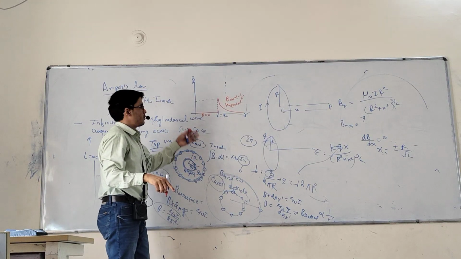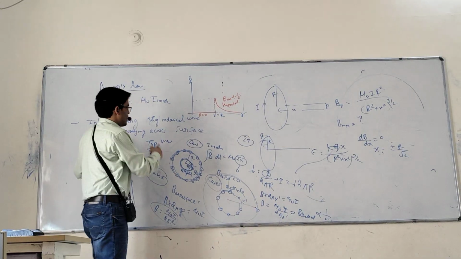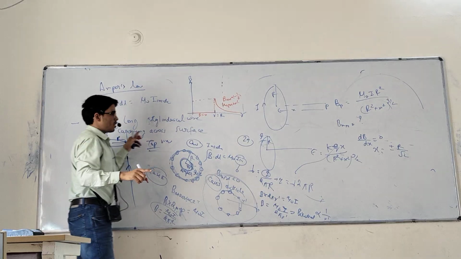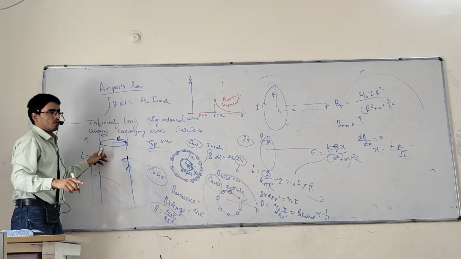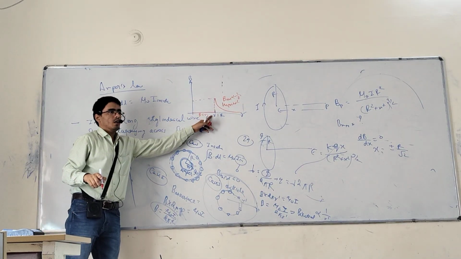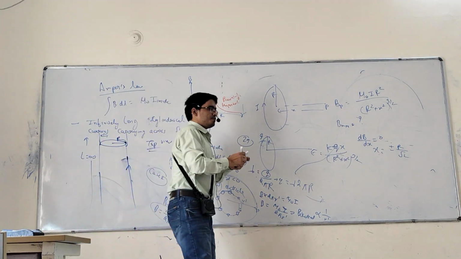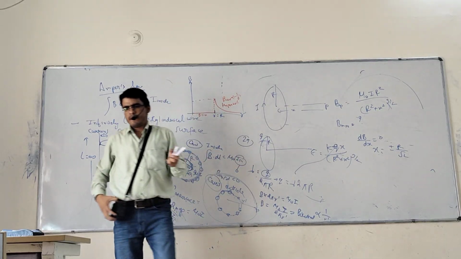Which of the following graphs is correct for that? Here, current carrying wire. Okay, so this graph is correct. Is it hollow or solid? Hollow. So this is 0 here. Got it. And suppose it is solid, then? Different. I will tell that thing also.